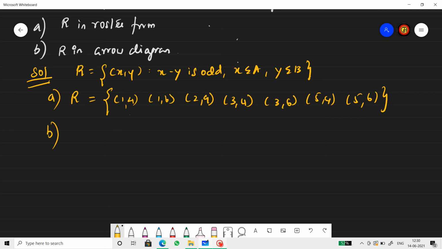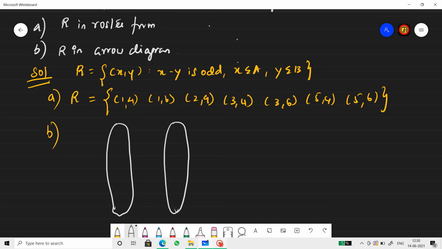Subdivision number B is to give it an arrow diagram. So let's draw 2 ovals now. We've drawn 2 ovals where the first is A and the second set is B. X belongs to A, remember, and Y belongs to B. What does A set contain? 1, 2, 3, and 5. What does B set contain? 4, 6, and 9. Right?